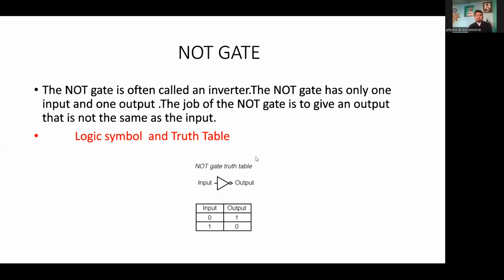I'll go to the next slide to show you the Boolean logical operation. This is the Boolean expression for the NOT gate: Y equals A complement. If A is low, the output will be high. If A is high, the output will be low. Based on this Boolean expression, the NOT gate works.